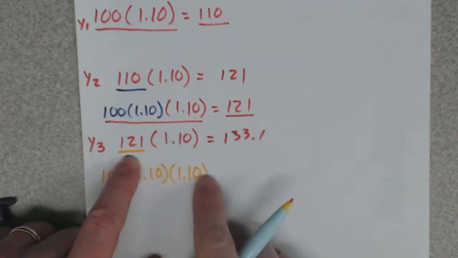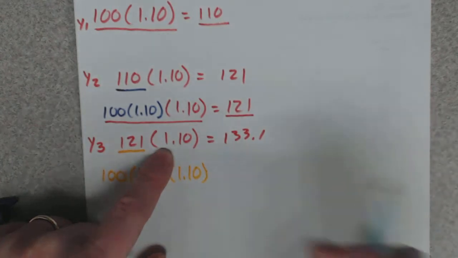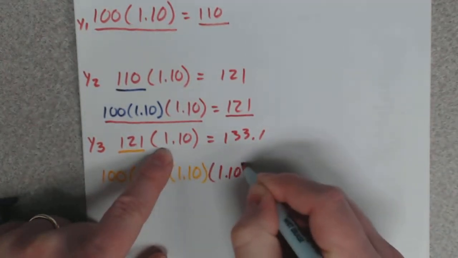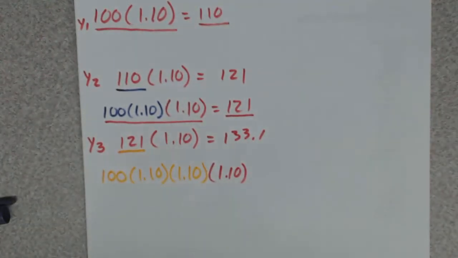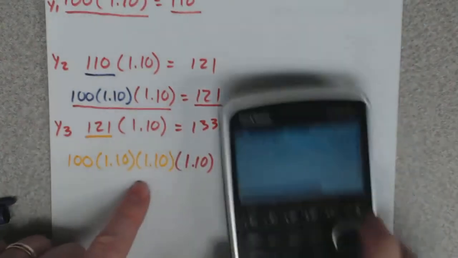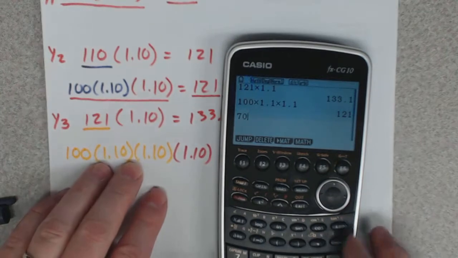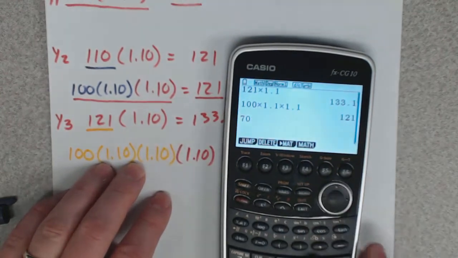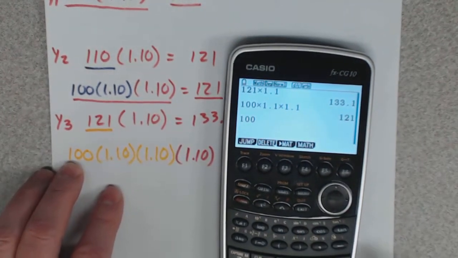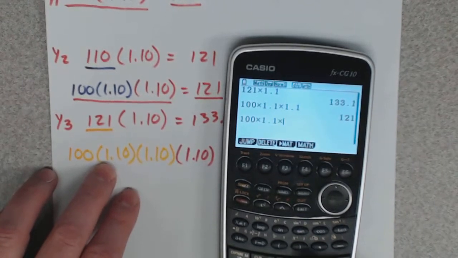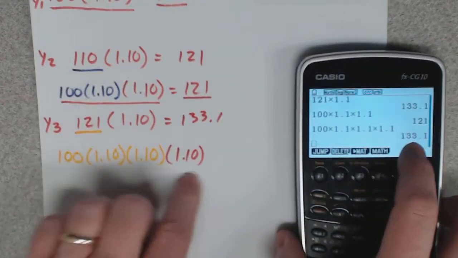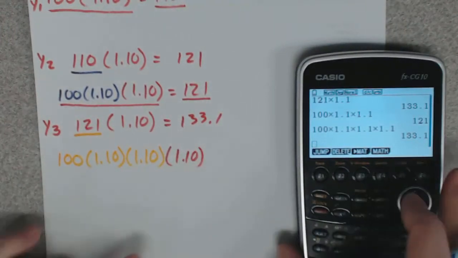That's the same thing as 121 times 1.10. Now check it out. If you multiply this whole thing together, it'll give you the same number. It has to, because I just interchanged things around. So 100 times 1.1 times 1.1 times 1.1. 133.1. See, it's the same thing.